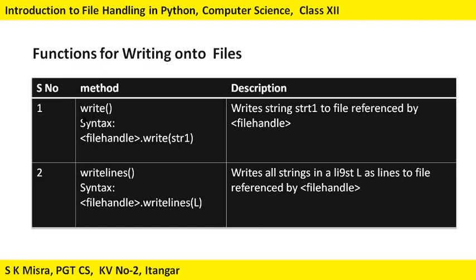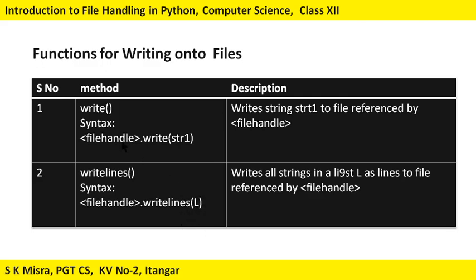The syntax is written here. For write, the syntax will be file handle dot write(string1). That means you can write any string into the file. So file object name dot write, and the string I want to write, I will specify as an argument here. For writelines the syntax will be file object or file handle dot writelines(L). Here L stands for a list.